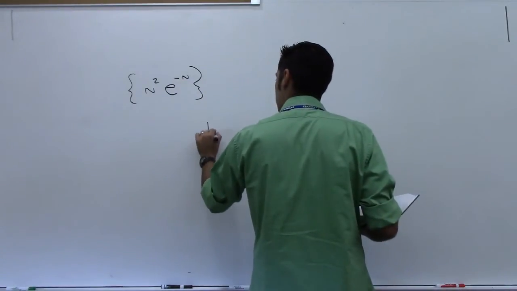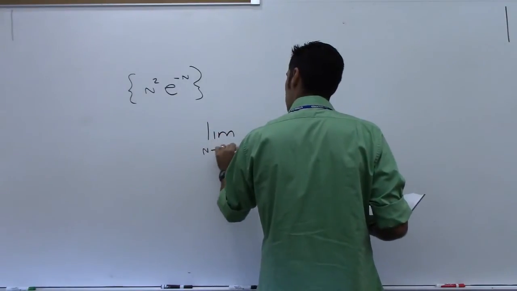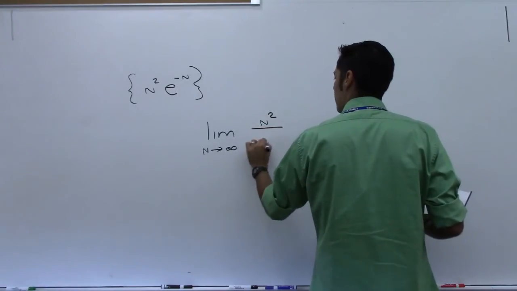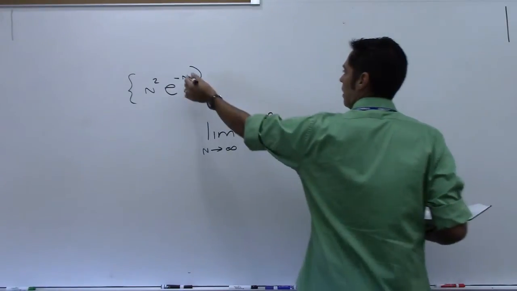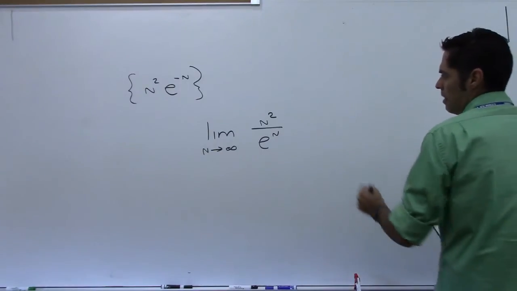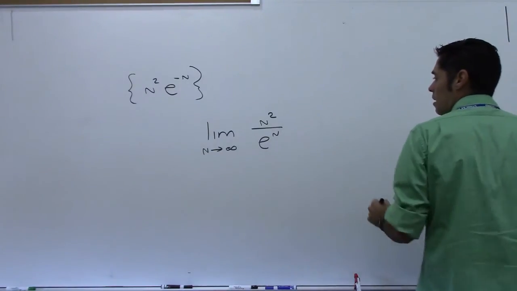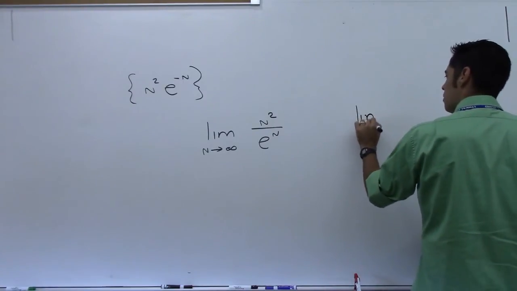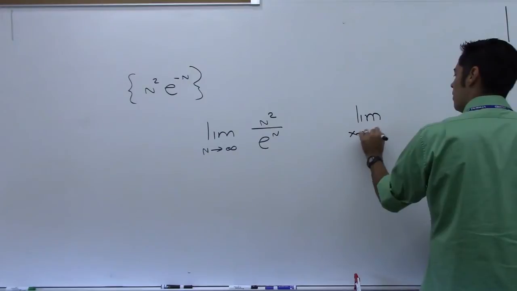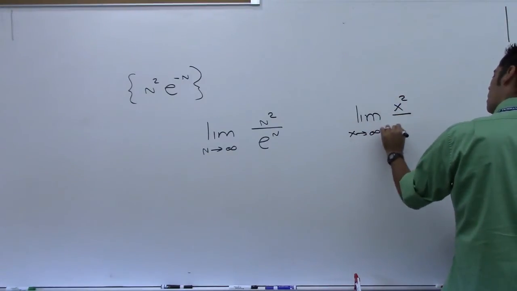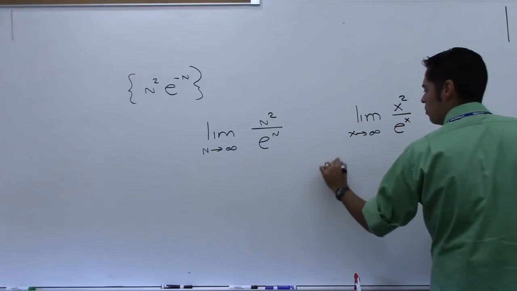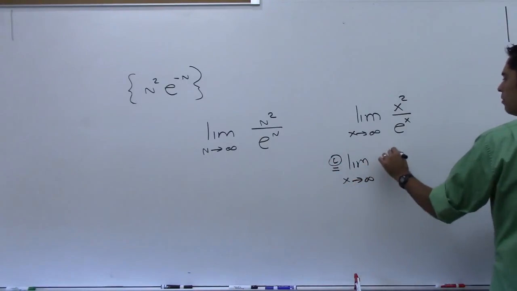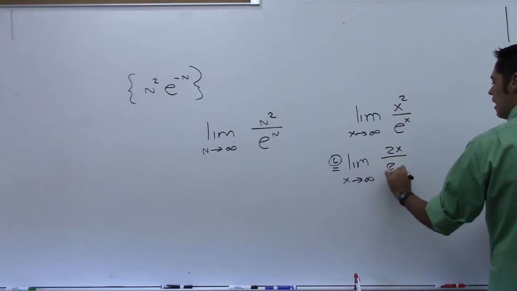So I need to figure out the limit as n goes to infinity of, I'm going to rewrite this as n squared over e to the positive n, just using the fact that negative n drops it down. I realize that both of these go to infinity, so I get infinity over infinity. So I will transform this first into a real valued function, and that way I can use L'Hopital's rule to take the derivative of top and bottom separately, which will give me 2x over e to the x.